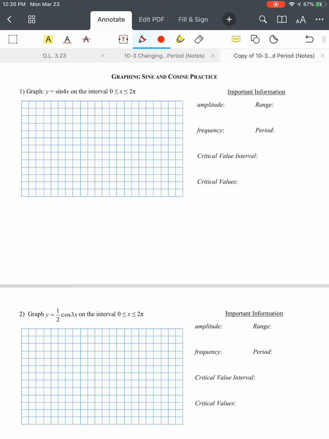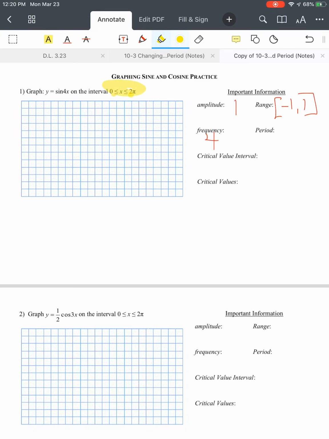The amplitude is the number in front of the sine, that's 1. The amplitude goes with the range, so that's -1 to 1. The frequency is 4. That's the number in front of the x. That means that I expect to see 4 complete cycles of sine from 0 to 2 pi.